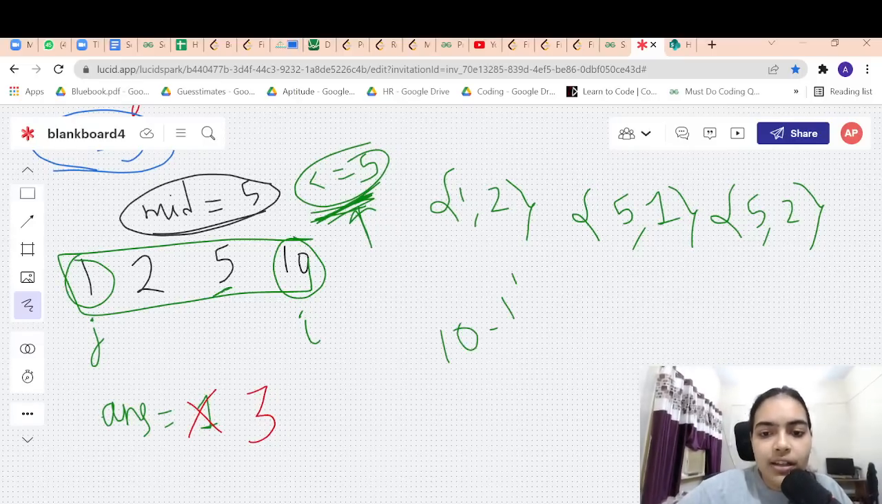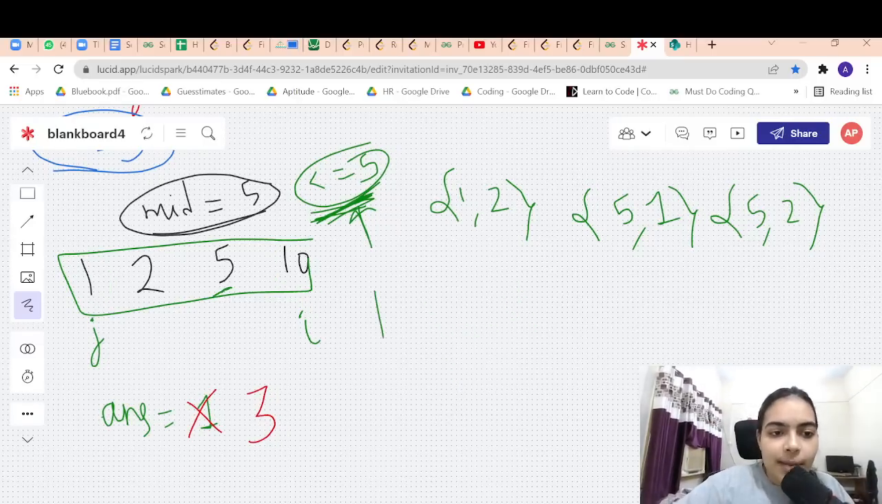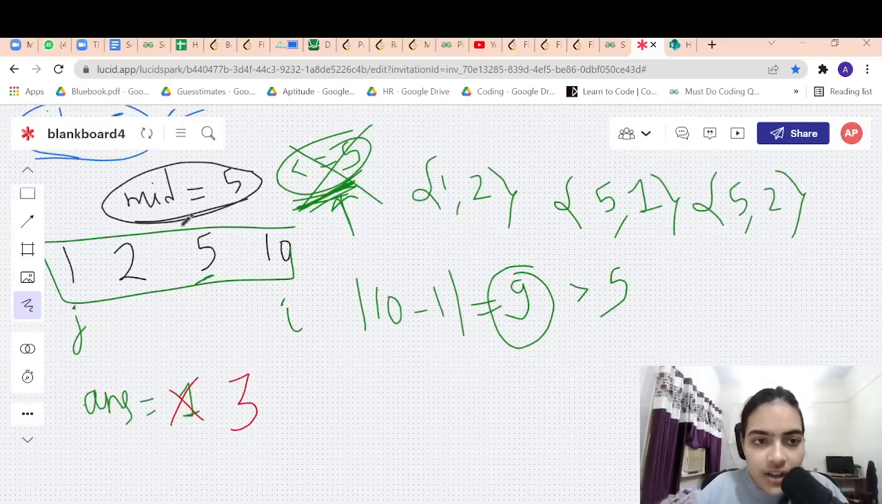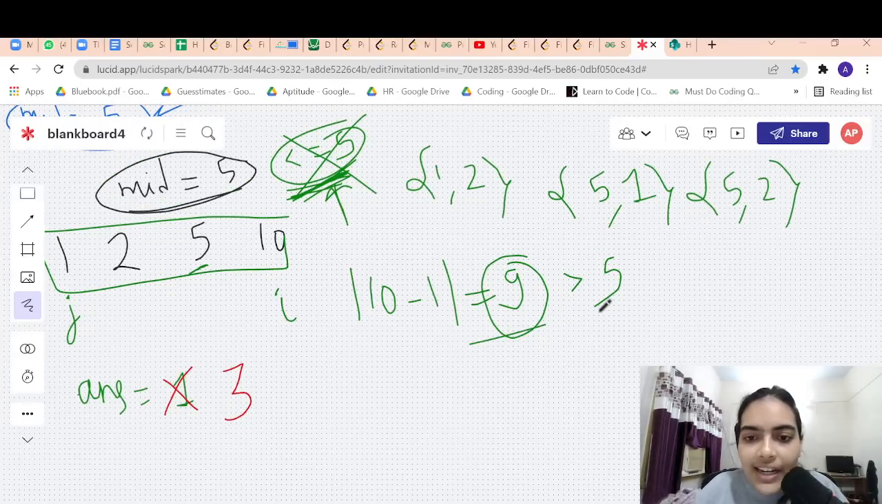Now let me calculate the absolute difference. What is the absolute difference? 10 minus 1 is 9. Now for the first time 9 is greater than 5. It's not satisfying the condition. We are checking for 5 because 5 is our mid value. So we are checking for 5, but 9 is greater than 5.